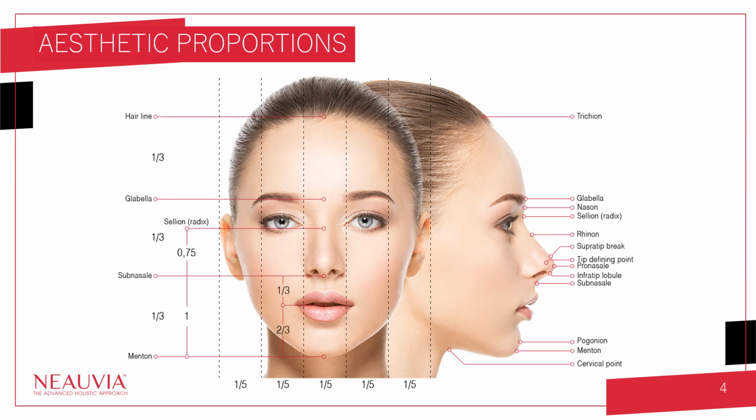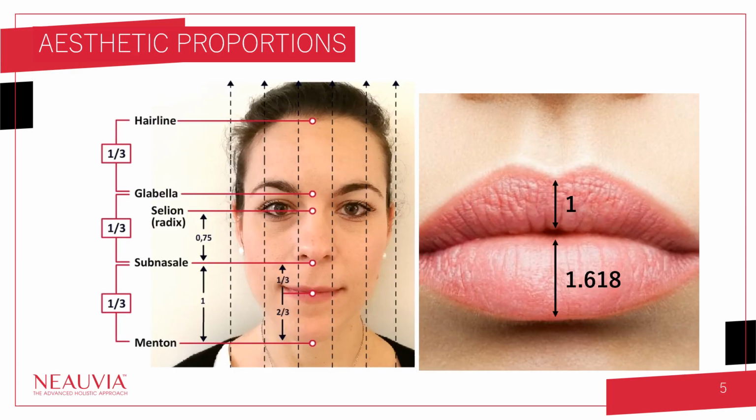The volume and therefore the vertical height of the vermilion of the upper and lower lips should ideally fit within the golden ratio or divine proportion, that is yielding the value of phi, exactly 1 to 1.618. The vertical height of the upper lip should be less than the lower lip.